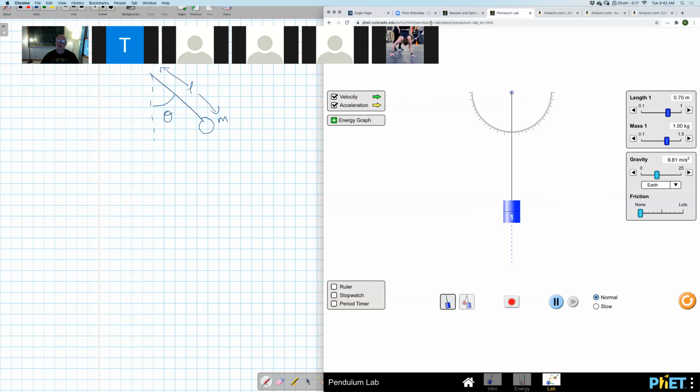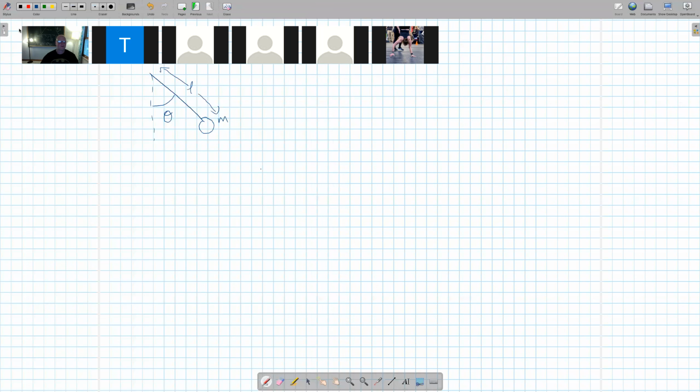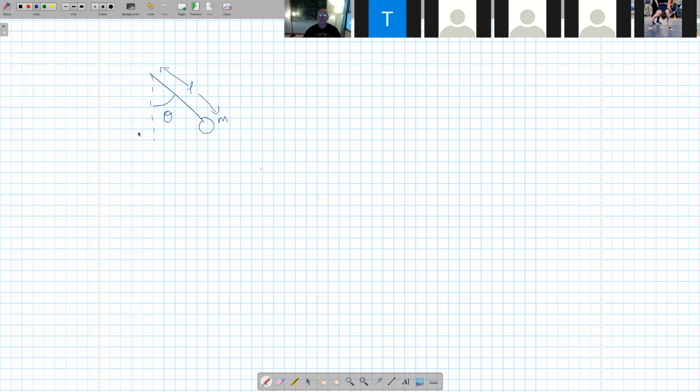So let's draw our free body diagram. Let's go back to here. I have a question. Sure. So we talked about how with a spring, it doesn't matter how far you pull it, the period's always the same. Yes. But with a pendulum, if you pull it farther, would it be the same or would that change things?